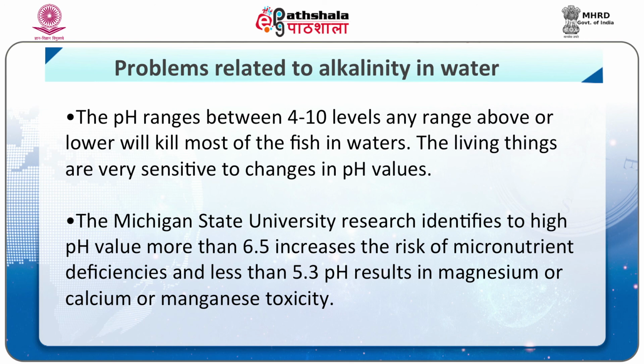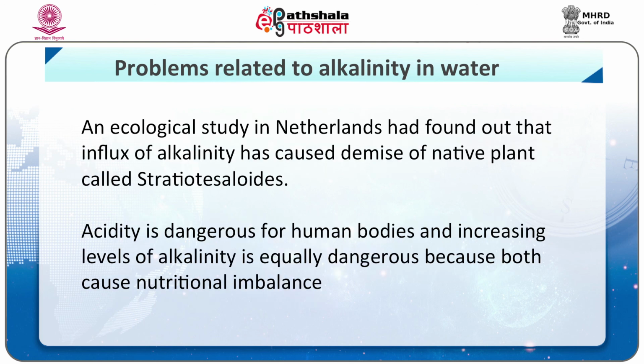The Michigan State University research identifies that a high pH value of more than 6.5 increases the risk of micronutrient deficiencies, and less than 5.3 pH results in magnesium or calcium toxicity. An ecological study in Netherlands has found that influx of alkalinity has caused demise of native plants, and Ohio State University Extension Services found that alkaline water can impact the plant's capability to obtain nutrients from the soil and also alter the pH levels of soil over time.